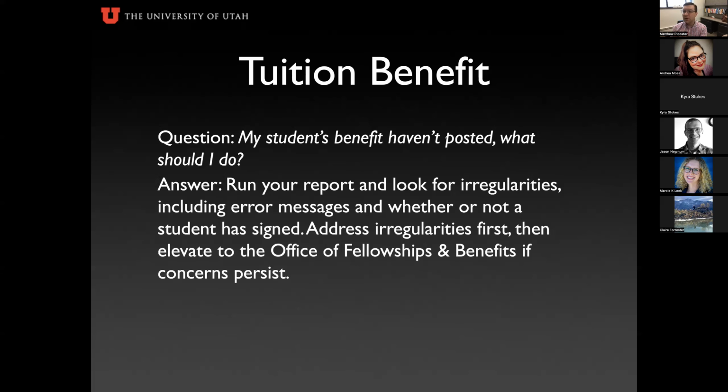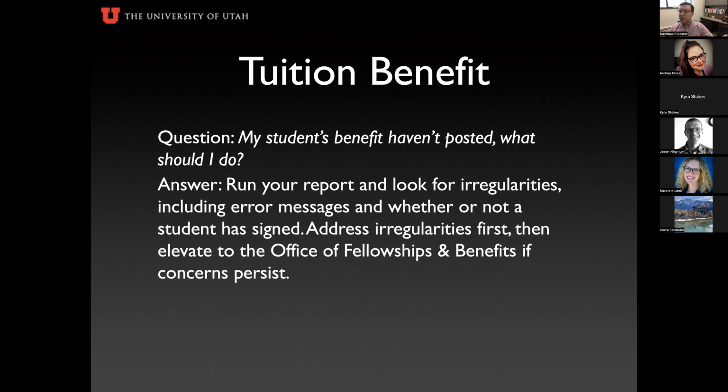The first thing you'll do is run your report, and then you'll look for irregularities. The most common one for benefits not posting is your student hasn't signed. So you'll see that in the far right column of your report, signed, yes or no. But you'll also look for irregularities in the form of error messages, which you'll see on the left side or right beneath the student's name. And the most common job code error is the job record, whether it's an RA or a TA, is not active, and insufficient credits. So your students might be in 6 credits instead of 9.